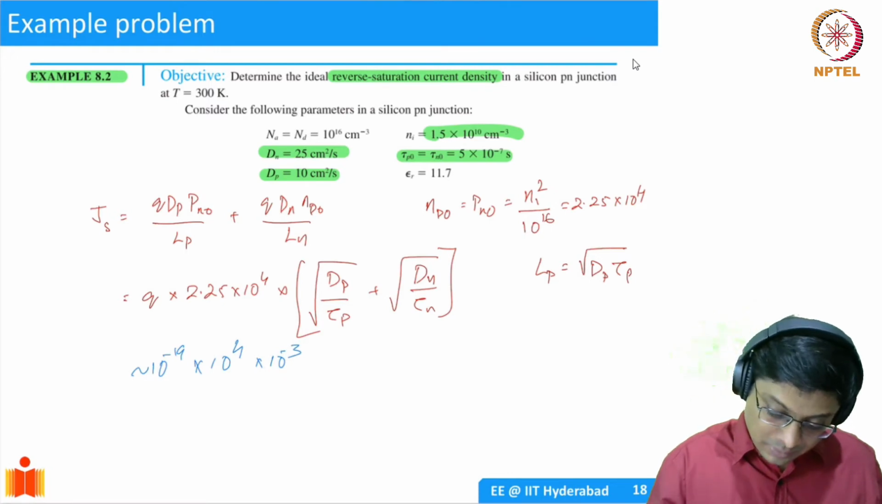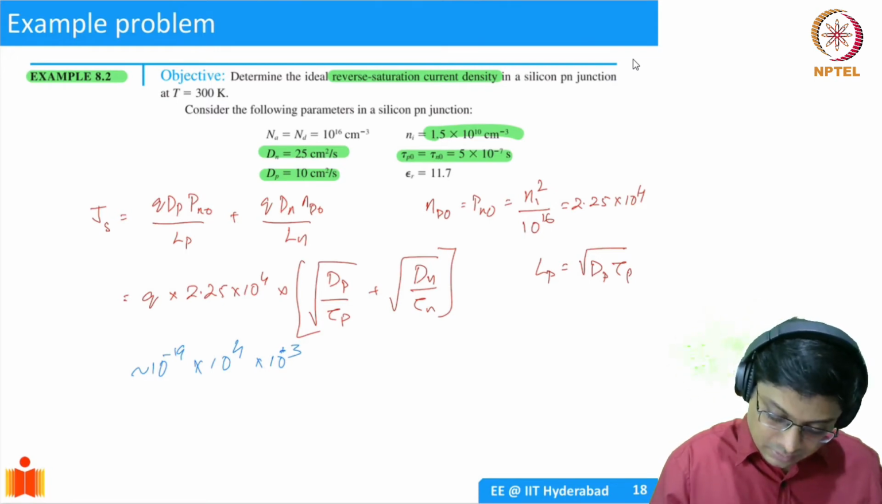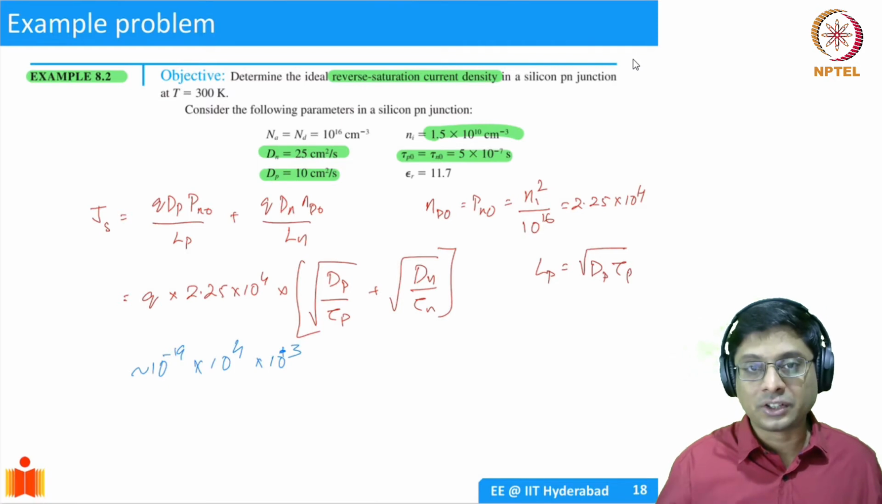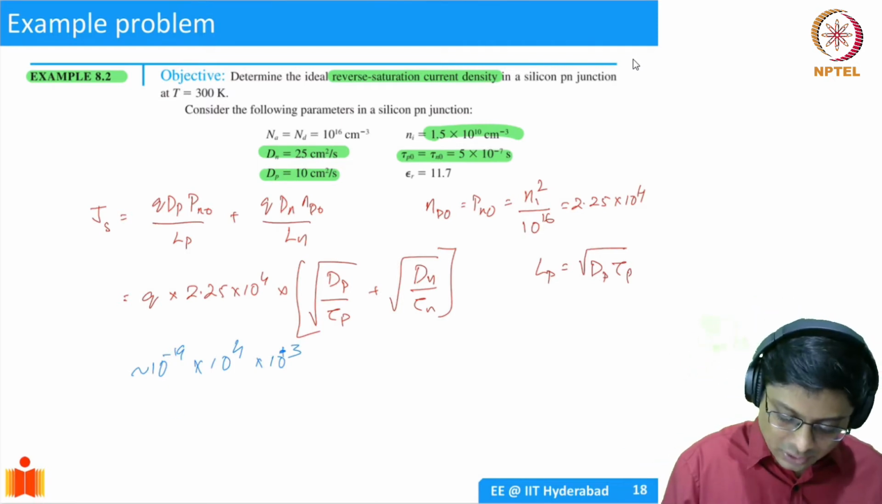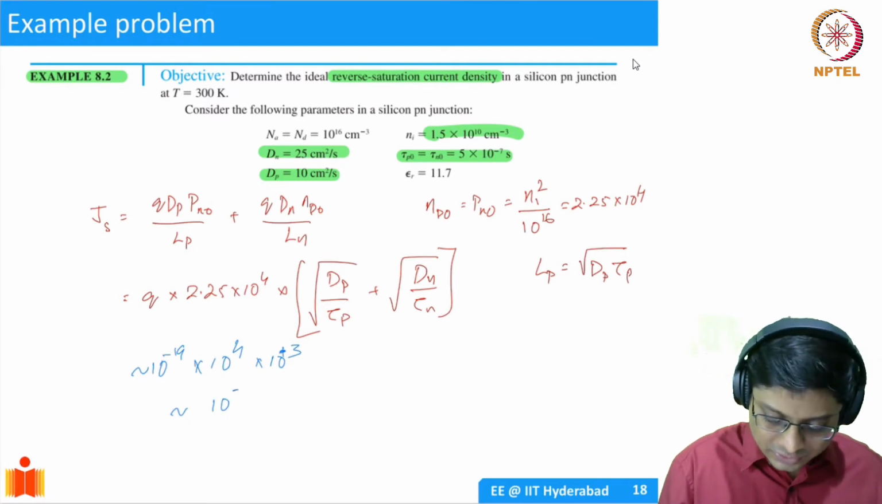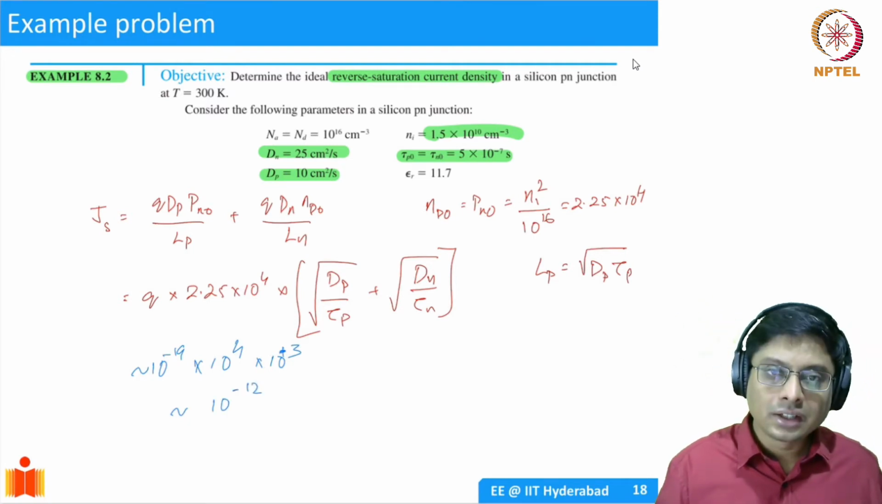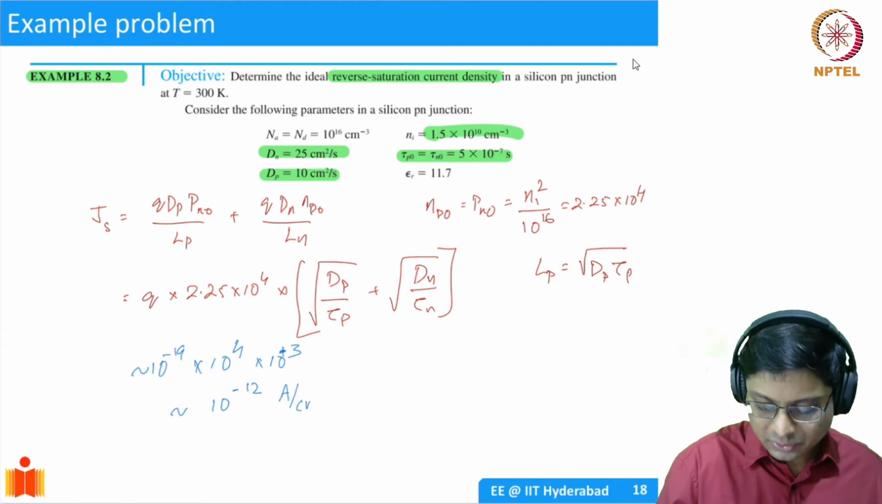Oh no, 10 power plus 3. 10 power plus 3, because 10 power minus 7 square root in the denominator gives plus 3 on the top. So essentially it's going to be something of the order of 10 power minus 12 amps per centimeter square.